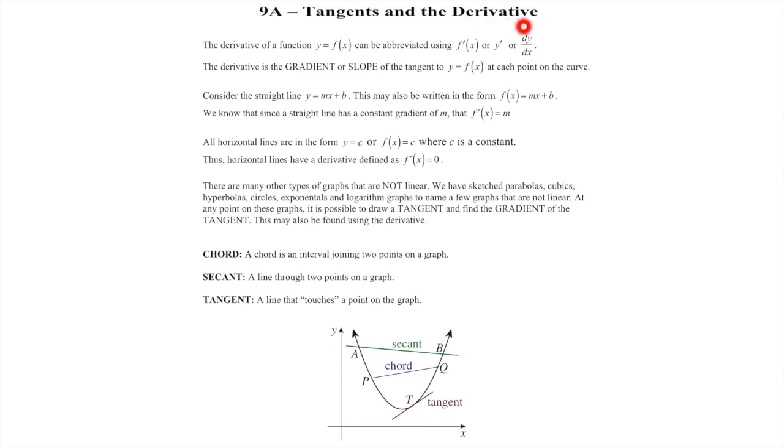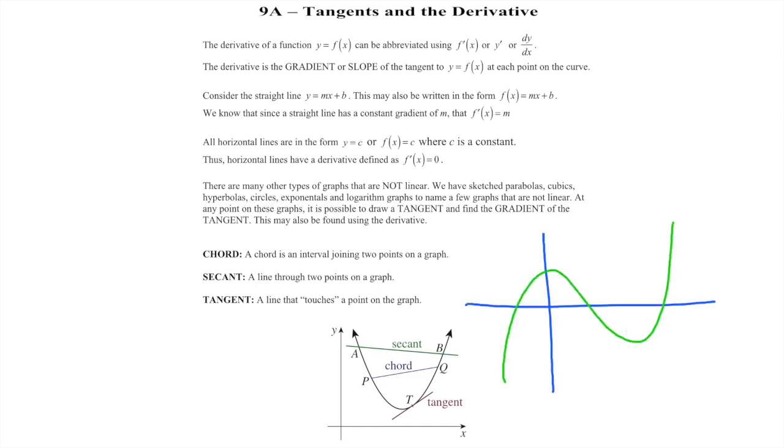Now, the derivative is a process, or finding the derivative is a process whereby we can actually find out what the value or the gradient of a tangent is on a curve. So let's just break that down for a second. If I have a curve, there you go, there's my random curve.